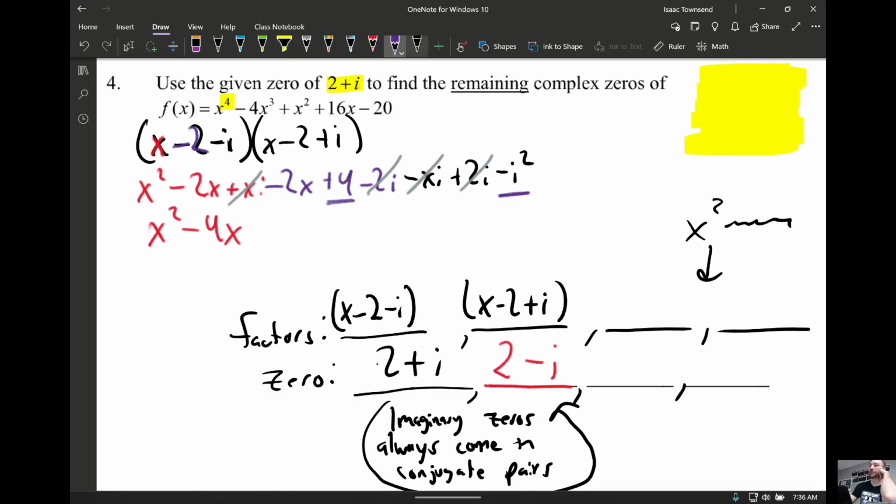So what I have told you is i is the square root of negative 1. So if I square both of these sides, square the left side, I get i squared. Square the right side, I get negative 1. i squared is negative 1. So right here, this is like saying minus a negative 1, which is really just the same thing as saying plus 1. That's why you can combine it to the plus 4 and end up with the plus 5.